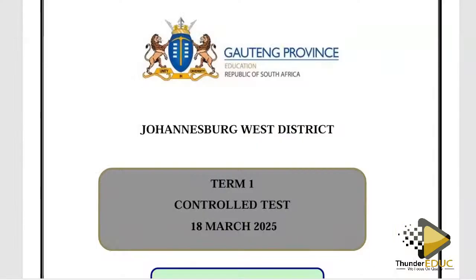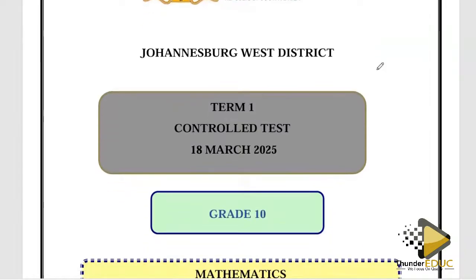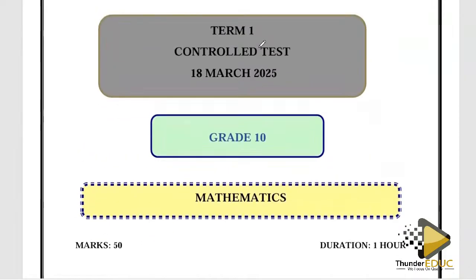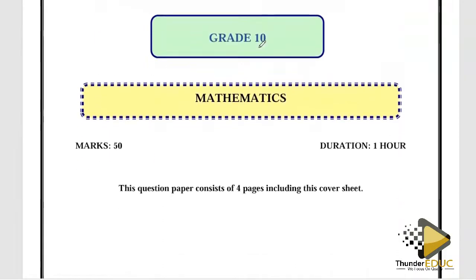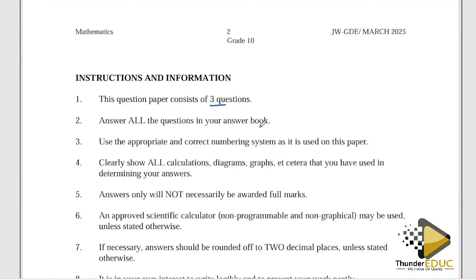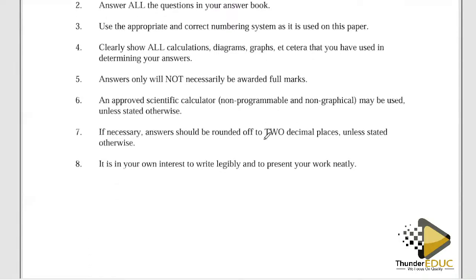Hello, welcome to yet another episode where we shall be looking at the proposed memorandum of the grade 10 mathematics term 1 test. This paper is from Johannesburg West District, the best district so far. Looking at the instructions, we're going to have 50 marks, 1 hour. It has only 3 questions. You have to answer in the answer book. We need the numbering system and calculators. Answers only will not necessarily guarantee full marks, and a calculator may be used.